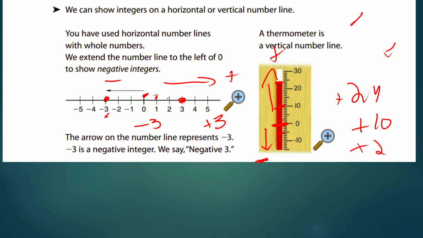Now let's say I stopped here. Well, now I'm below 0, right? So I'm going to write negative, and then I'm going down 0 to 5. So negative 5.